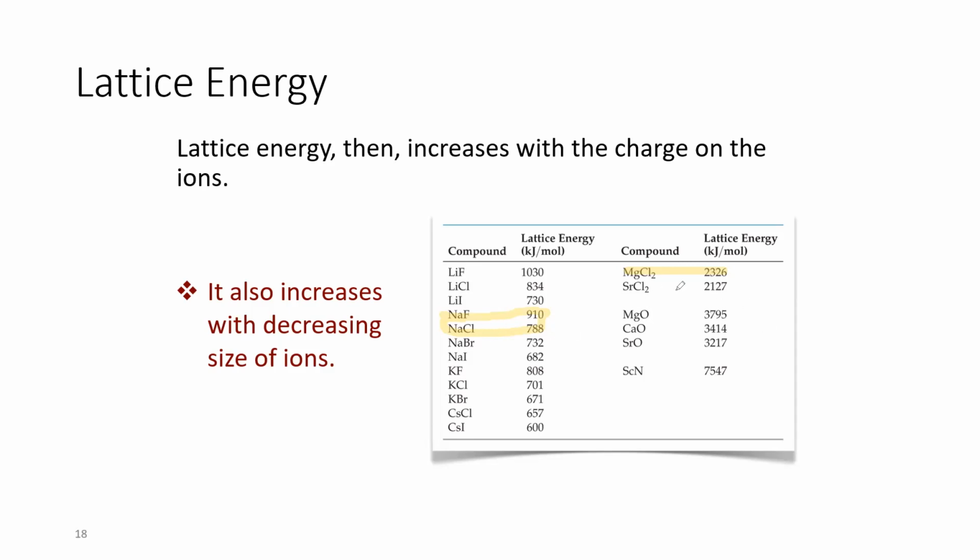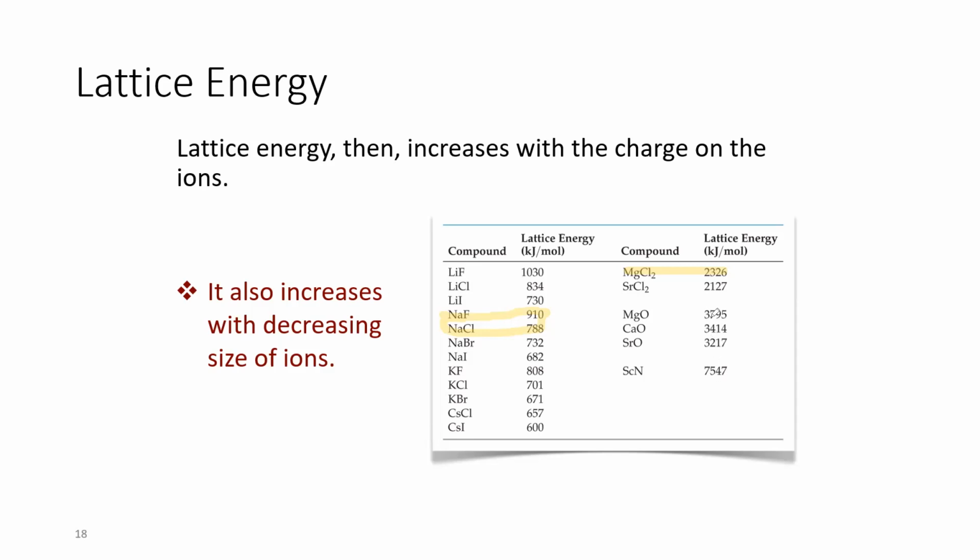And then if we look at magnesium oxide, calcium oxide, strontium oxide, now we've got a +2, -2 charge. So that makes sense why all of these are going to be larger than these ones. Now we've just got larger charges. Same thing with scandium nitride, we'd have +3 and -3. That's why we got an even larger value here.